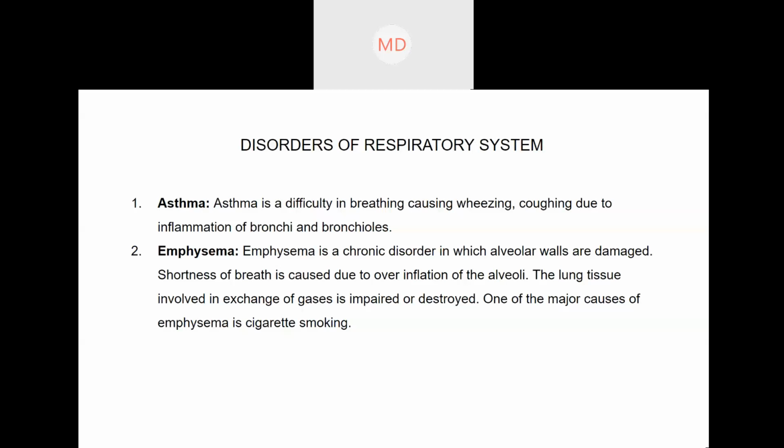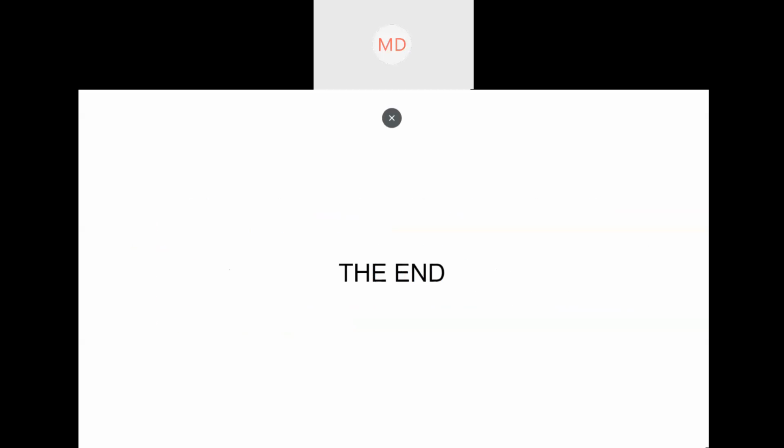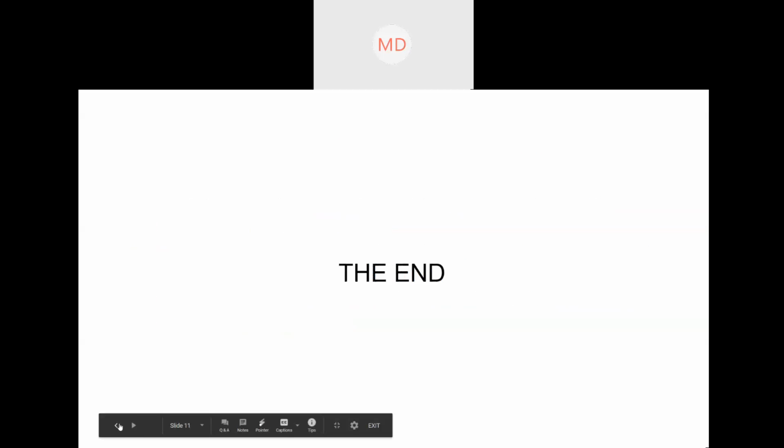You can assume it, because since the most important organ that is associated with the respiratory system is the lungs, the diseases that occur in the respiratory system have something to do with the lungs. Okay, so these are the two diseases. One is asthma, one is emphysema. Asthma, all of you have heard, I guess. It is sure all of you have heard.